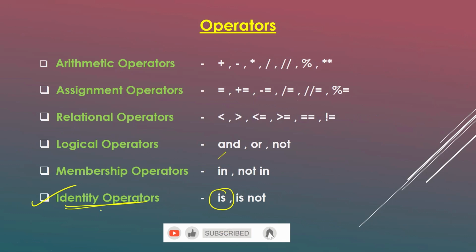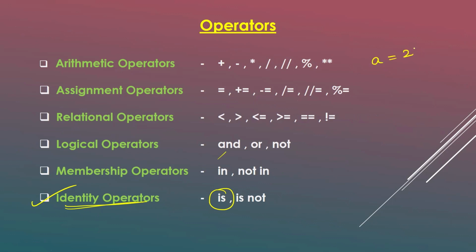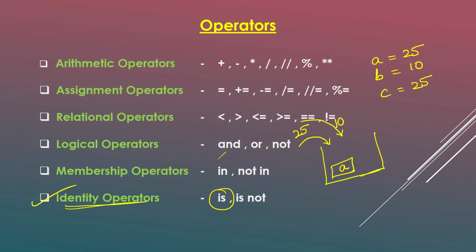These are also keywords. This will also return Boolean values. Suppose I have A is equal to 25, B is equal to 10, C is equal to 25. Usually, values are stored in memory locations, right? When I store 25 into the A variable, it is stored in a memory location with an identity A. When I store 10 into B, it occupies some other space with an identity B.